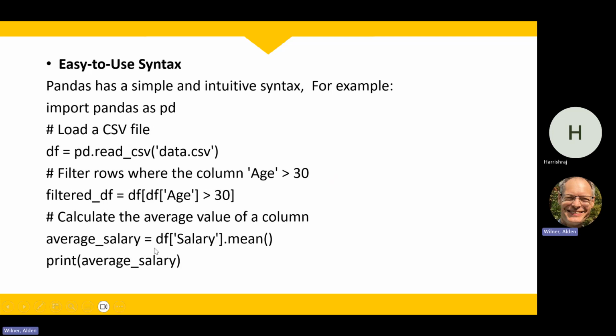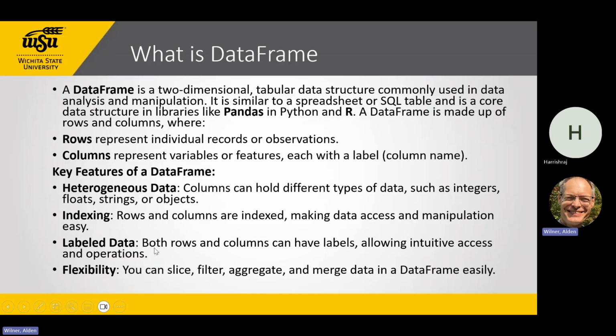Simple object-oriented programming. A DataFrame is a two-dimensional tabular structure, similar to a spreadsheet or an SQL table. It's the core data structure in Pandas and Python, and in R. We've got rows, where a row represents an individual observation. A column represents the features that have been observed for that particular observation.